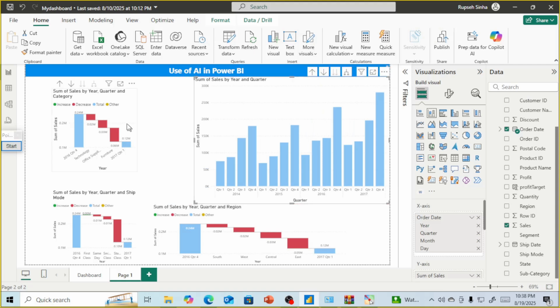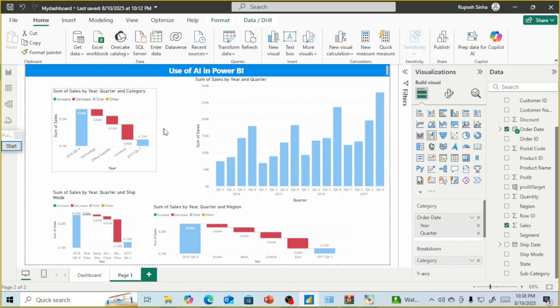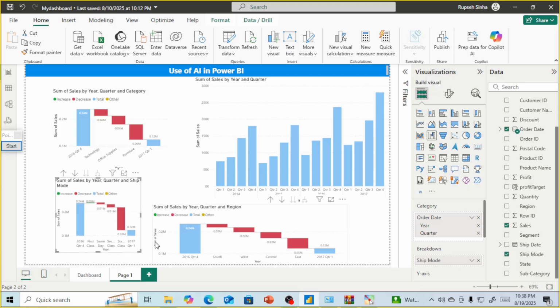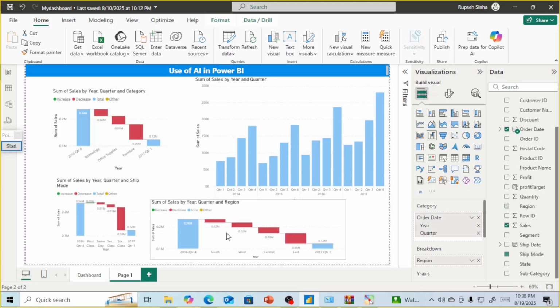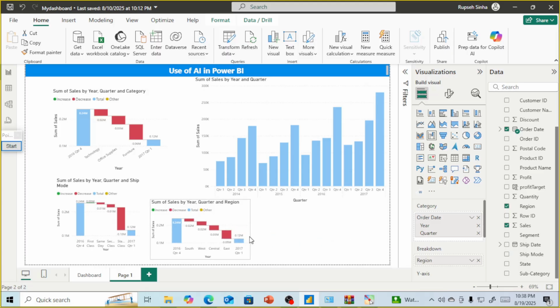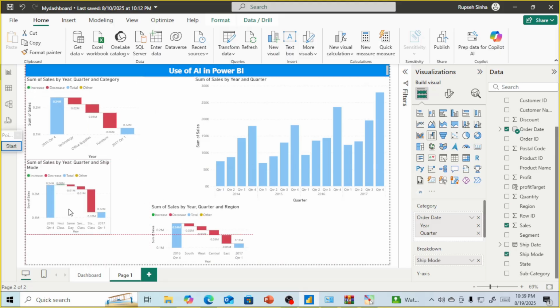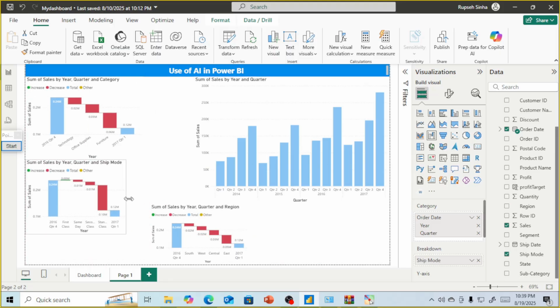So whatever you want to display, you can click on plus and you can take with you, and then you can explain what is contributing to the decrease in the sales, and very easily with the help of AI in Power BI you will be able to create a waterfall chart like this, and you will be able to explain. And not only waterfall chart, we have got other types of charts also available.